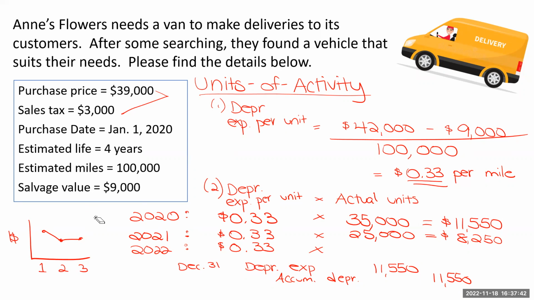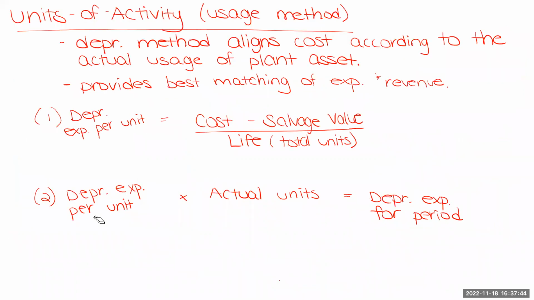Okay, so a company might use this method if they want to have the best matching of expenses and revenue. They'd probably also be using the LIFO inventory costing method, and probably percent of sales uncollectible accounts, right? Just so all of their methods, all their calculations align with what their goal is.